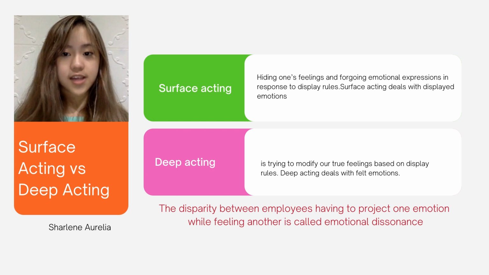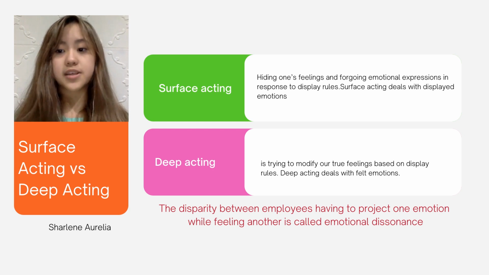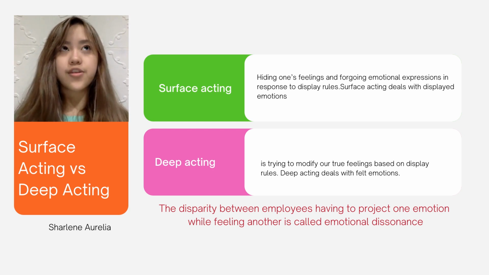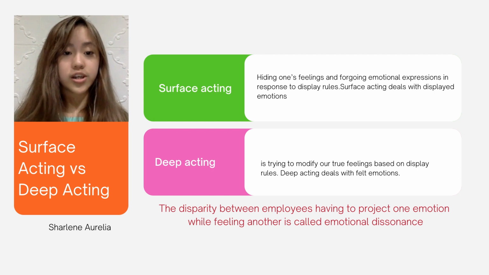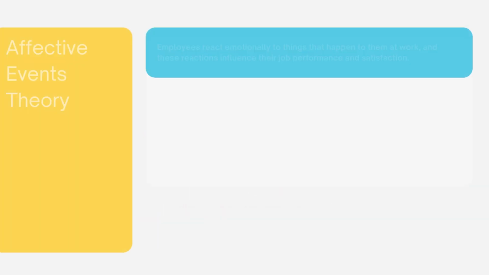they are surface acting. In contrast, deep acting is trying to modify our true feelings based on display rules. For example, if the customer service employee really tries to actually be happy and cheerful when they are doing their job, they are deep acting. The disparity between employees having to project one emotion while feeling another is called emotional dissonance.